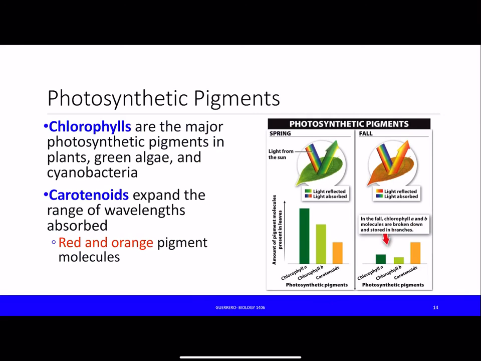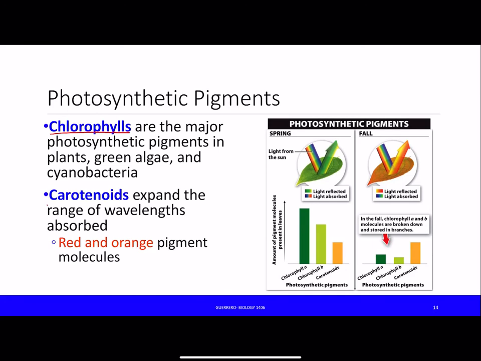So, what are the pigments used for photosynthesis? Well, we have 2 types of chlorophyll, and then we have some other pigments known as carotenoids. Now, to be honest, these are not the only pigments, but these are the most important pigments. So chlorophylls, and it says chlorophylls because there are 2 kinds. There's chlorophyll A and chlorophyll B. They are the major pigments involved in photosynthesis. And they're the ones that are found in your plants, in your green algae, and your cyanobacteria.